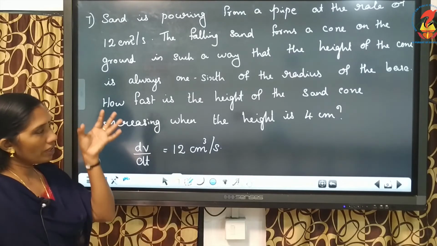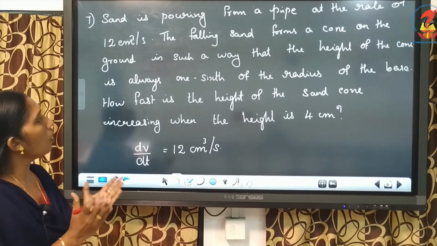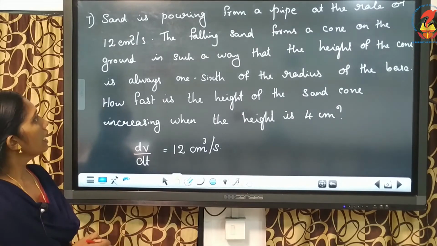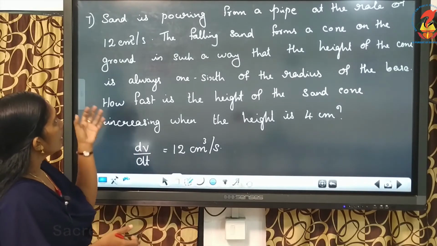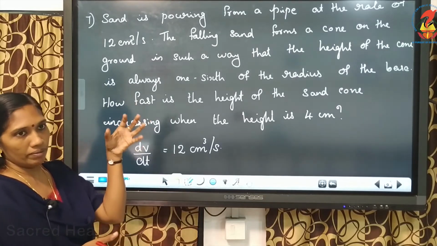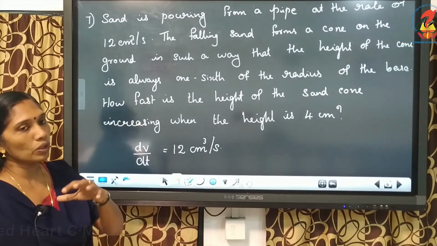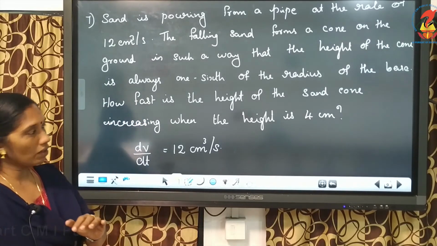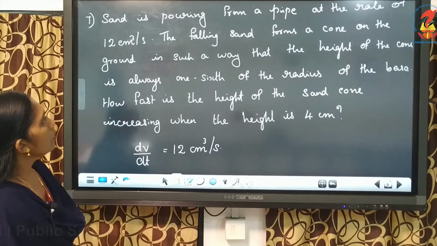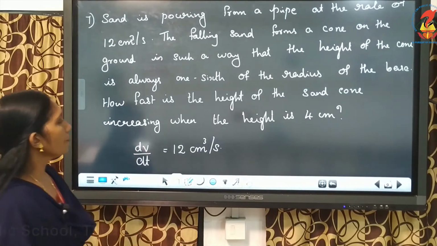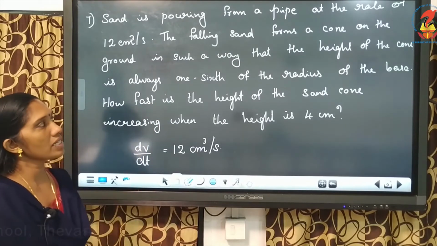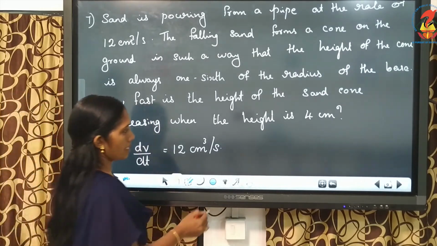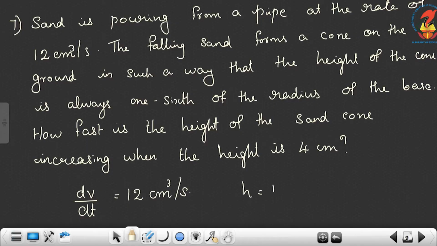Now this falling sand forms a cone on the ground in such a way that the volume of the sand from the pipe is equal to the volume of the cone on the ground. Now, in such a way that the height of the cone is always 1/6 of the radius of the base. So height is given as 1/6 of radius, or we can write r is equal to 6 into height.